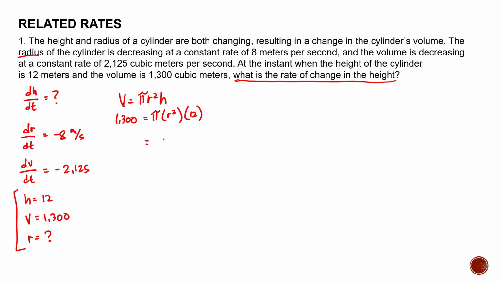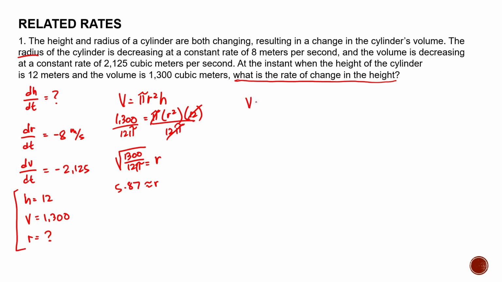So let's divide both sides by 12 pi. Cancel that. So r is the square root of 1,300 all over 12 pi. We just remove the exponent 2 there to find the r. All right, now let me just use a calculator here: 1,300 divided by 12 pi. And our r is approximately 5.87. There you go, so now we have the r.